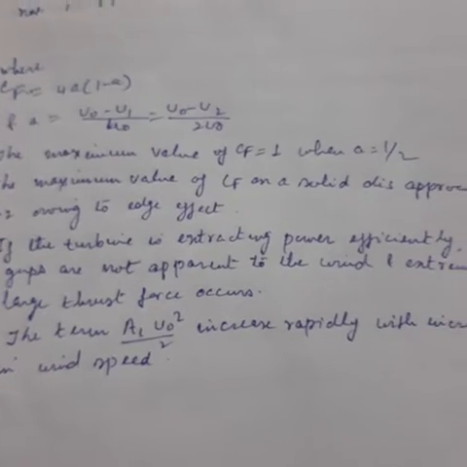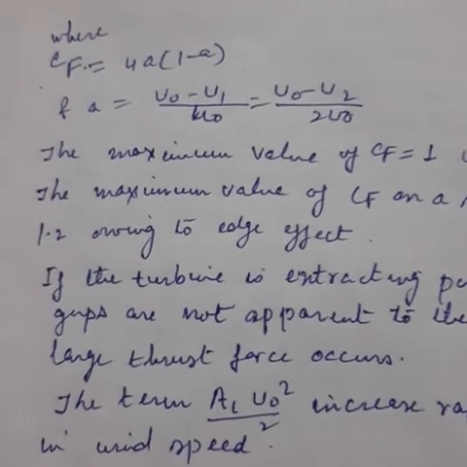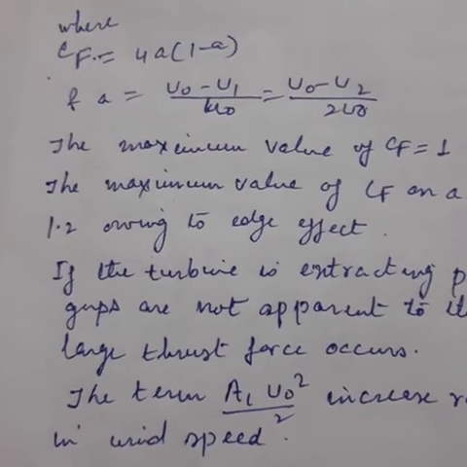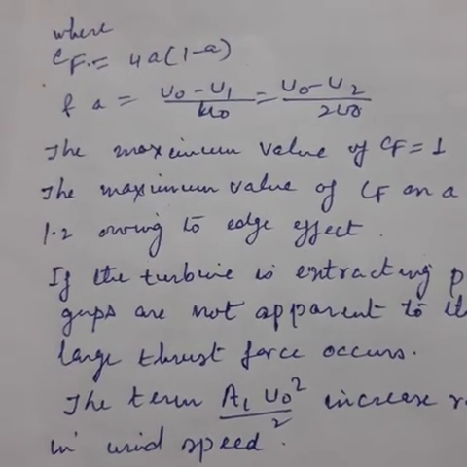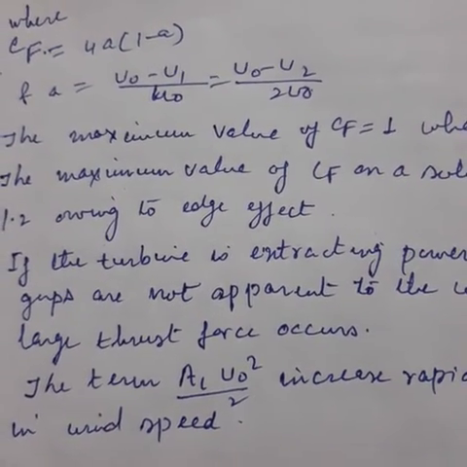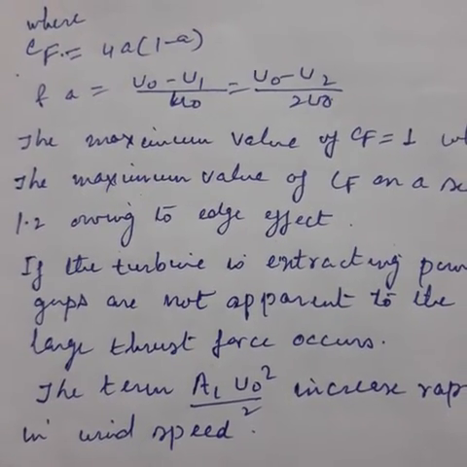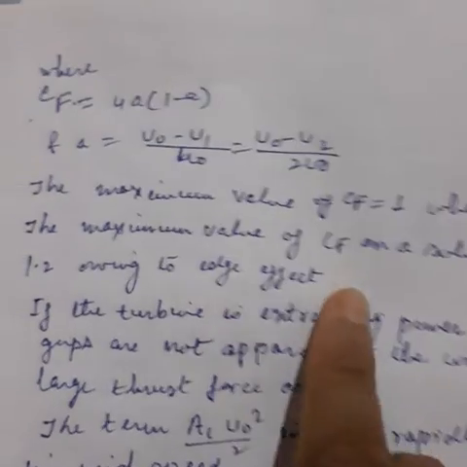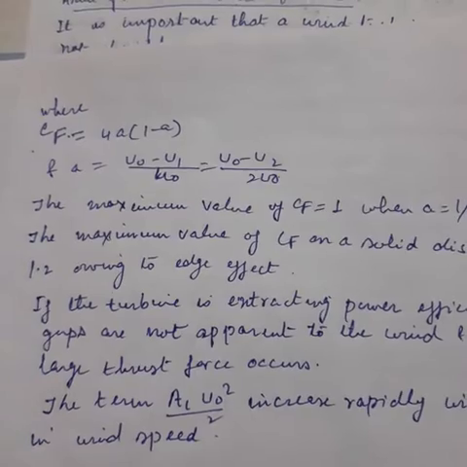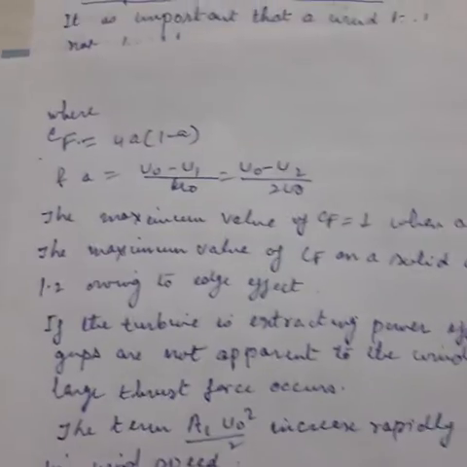The maximum value on a solid disk approaches 1.2, owing to edge effect, because of the curvilinear nature of the aerofoil. When the air comes through the aerodynamic structure of the blade, how the maximum efficiency is obtained through the turbine to generate the wind power is calculated by the total value of its edge effect. If the turbine is extracting power efficiently, these gaps are not apparent to the wind and an extremely large thrust force occurs.